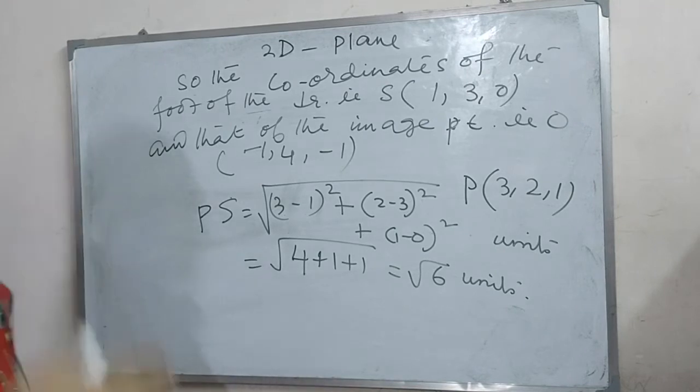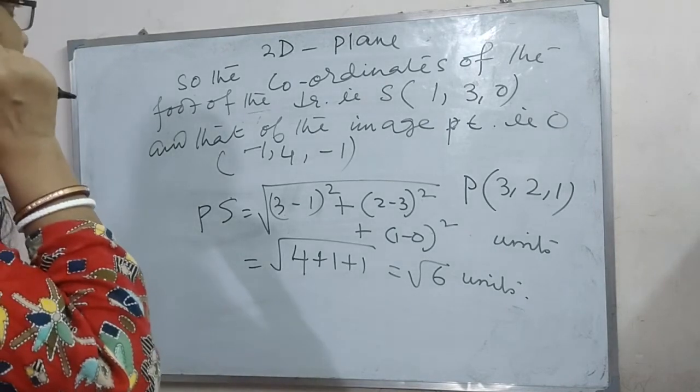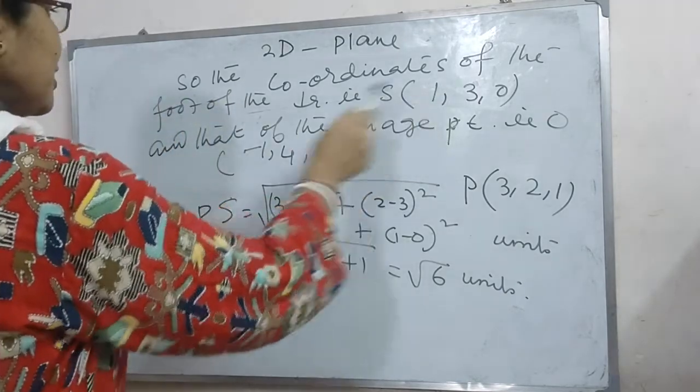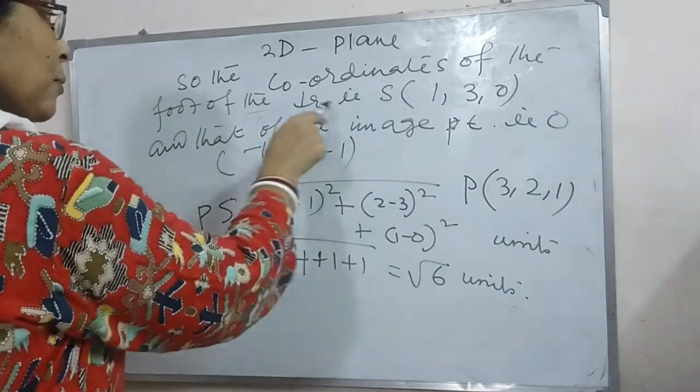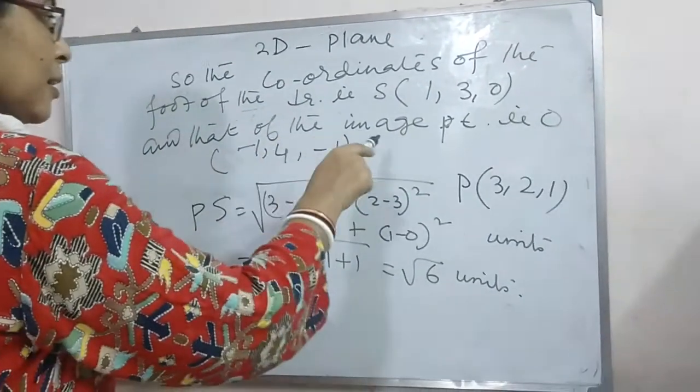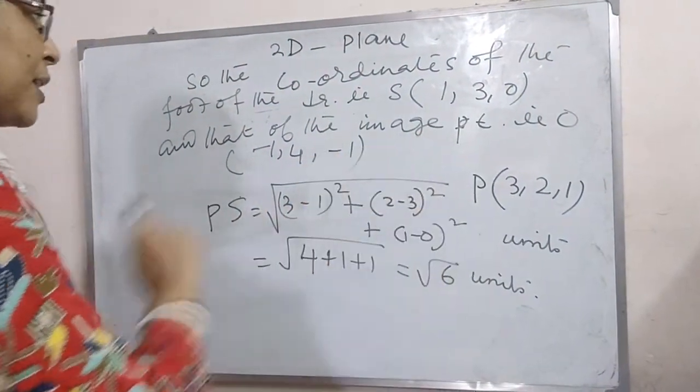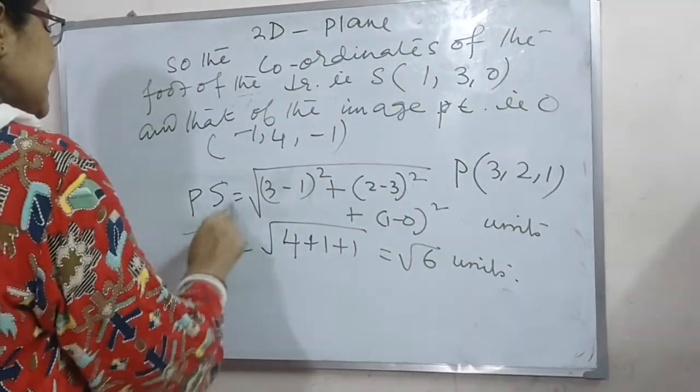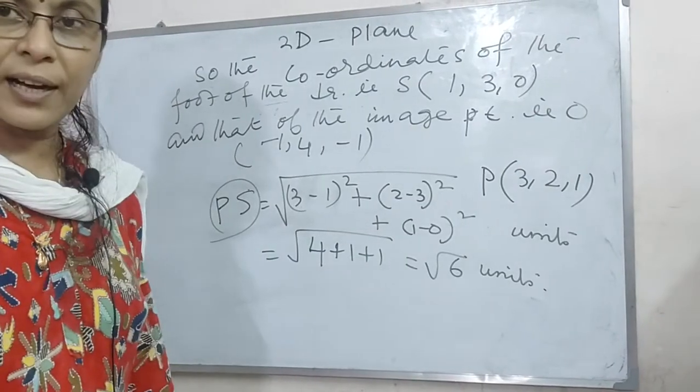In this way I will get the required answers: the coordinates of the foot of the perpendicular, the coordinates of the image point O, and the distance PS. Okay, I am ending here.